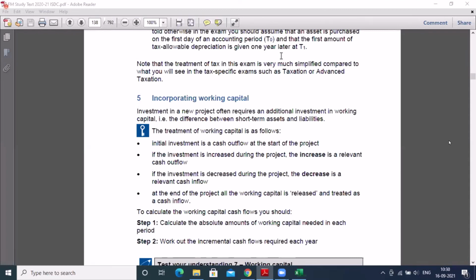Okay. So if you don't have any query, you can end the session. Tomorrow we'll have a discussion on the role of working capital in investment appraisal. I hope all your doubts were clarified. Any other question?